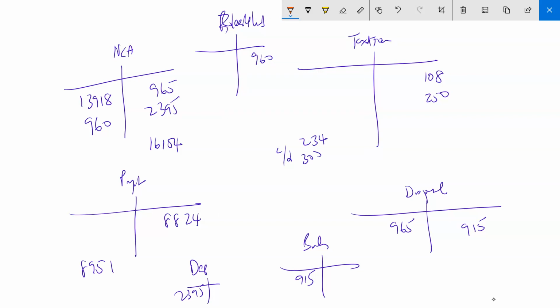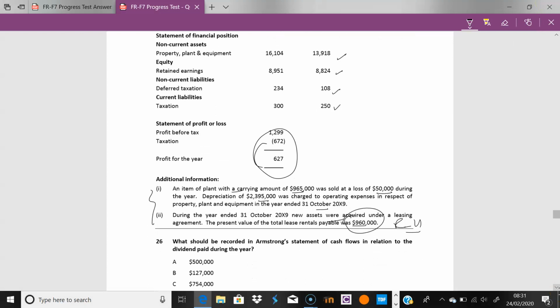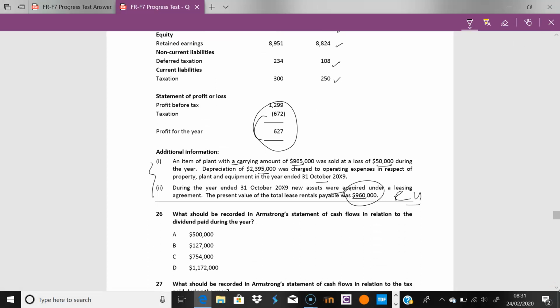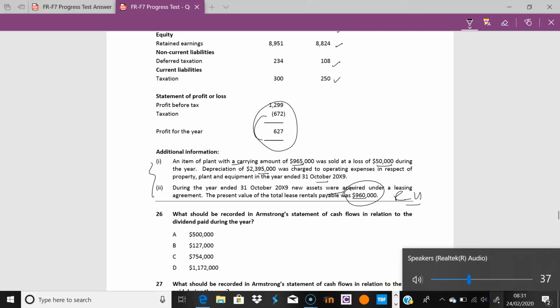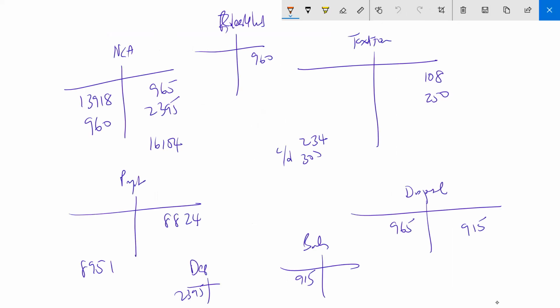So let's go through the questions now one by one. That's the way to tackle this. The first question says, what should be recorded with regards to dividends? I'm going to go straight to the profit statement. I'm told that my profit after taxation during the year is 627. If this is what we started with, we added this profit, but we only have this left, it means we must have dividends paid out, and that balance is 500.